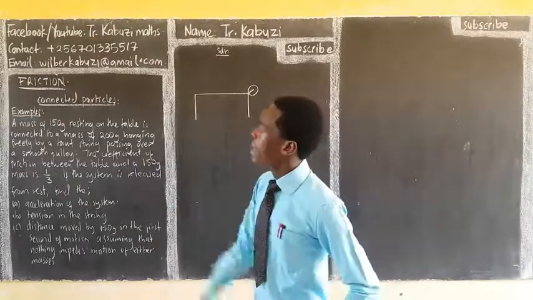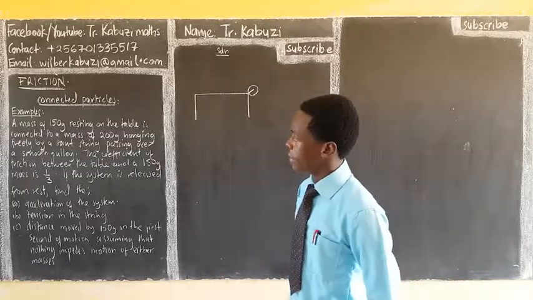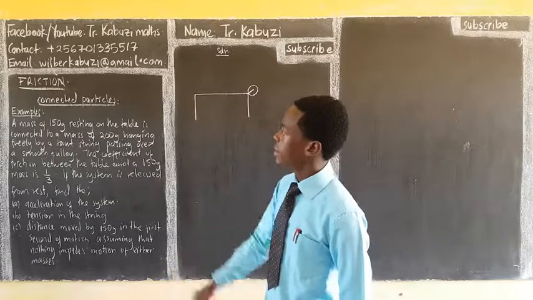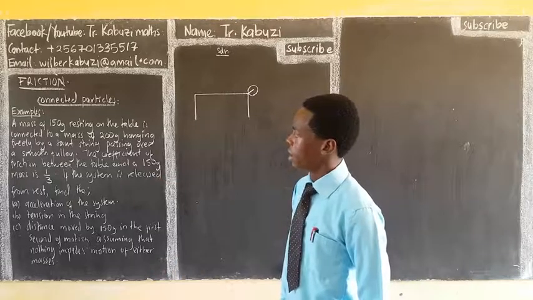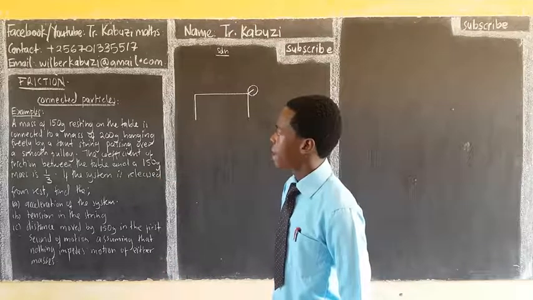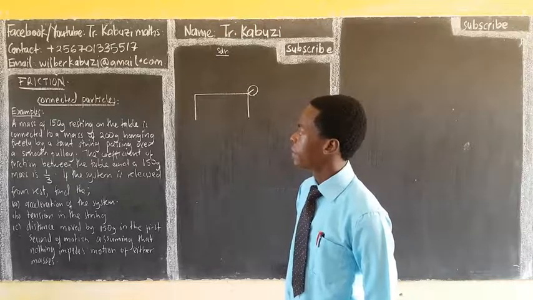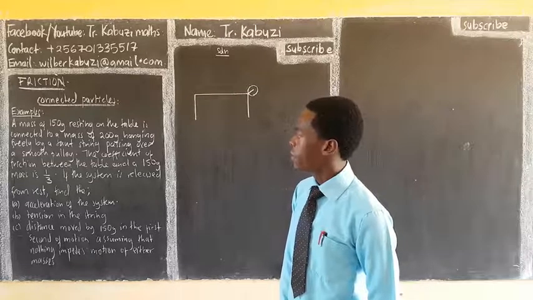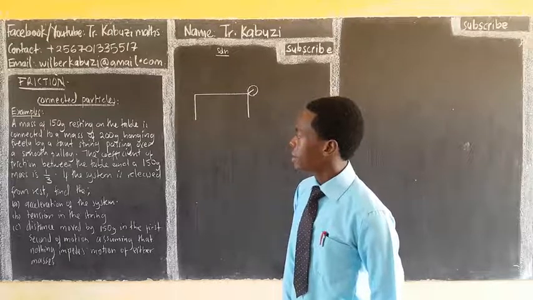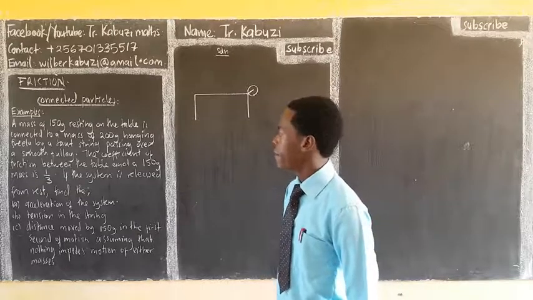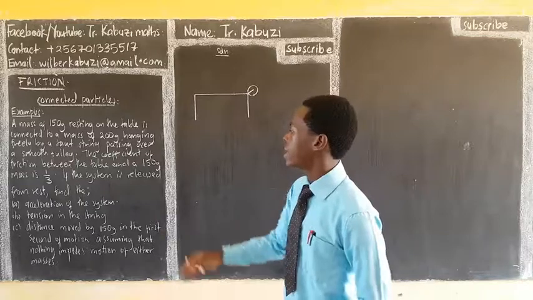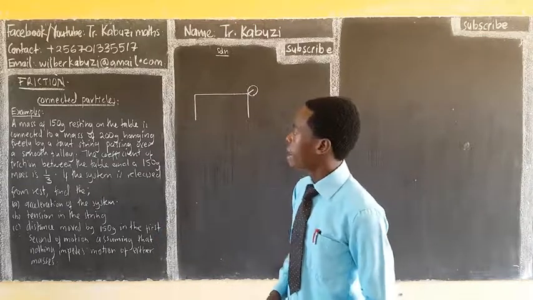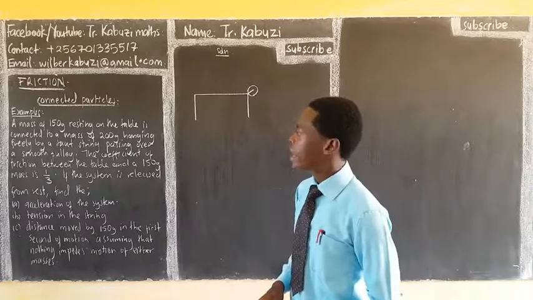A mass of 150 grams is resting on a table. It is connected to a mass of 200 grams hanging freely by a taut string passing over a smooth pulley. The coefficient of friction between the table and the 150 gram mass is given. If the system is released from rest, find the acceleration of the system and the tension, then the distance, as we are going to see.